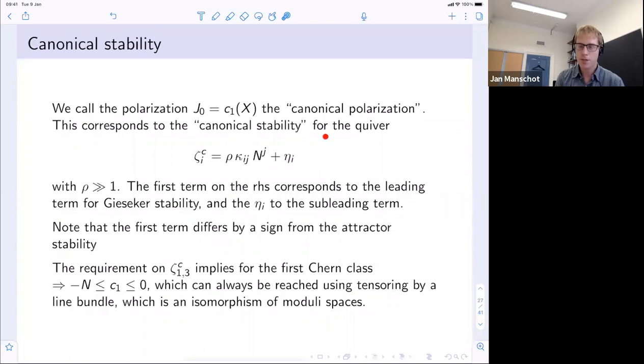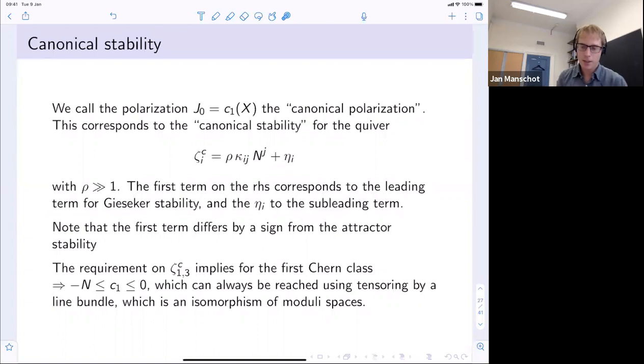If we translate this to the quiver stability data zeta, I use the superscript C to distinguish it from other choices of zeta. This corresponds to the following: a parameter rho times kappa ij times nj, summing over j, plus a term eta i, and we take rho very, very large. If you're familiar with Gieseker stability, you know that you first compare a leading term in the polynomial, and if those are equal, then you compare a subleading term. So that's similar here. This rho is taken very large, such that if you compare the stabilities, you first compare terms due to this term, and if they happen to be equal, then this subleading term comes into play.